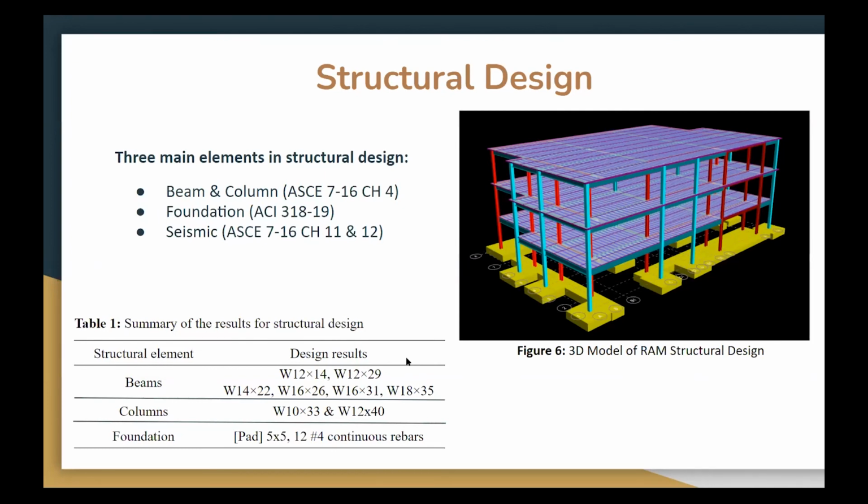We did the modeling on RAM, using the 3D model of the RAM structural design. As we implemented our floor framing and ran an analysis of the building, it actually gave us the advice to use W18 by 35 for one of the floors. And since it's a heavier material to handle more load, we suggested that we put it on the first floor.